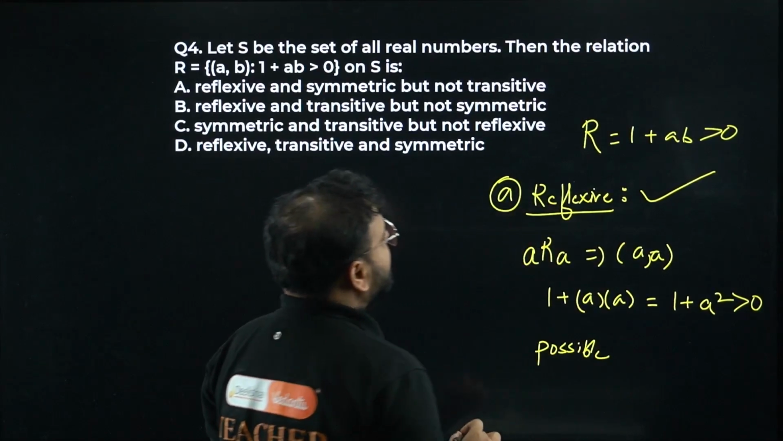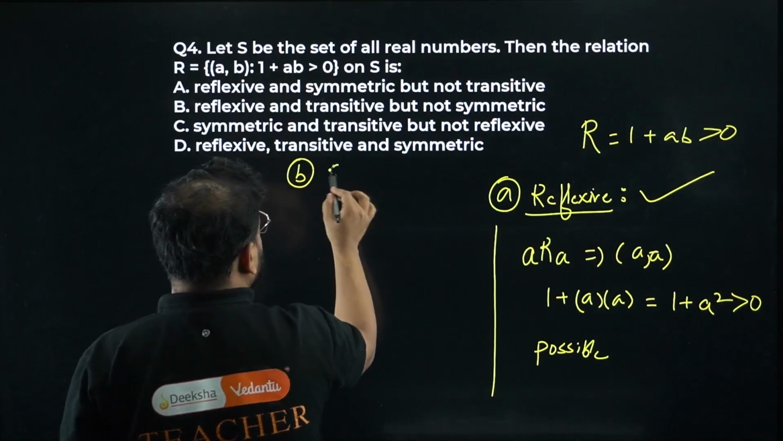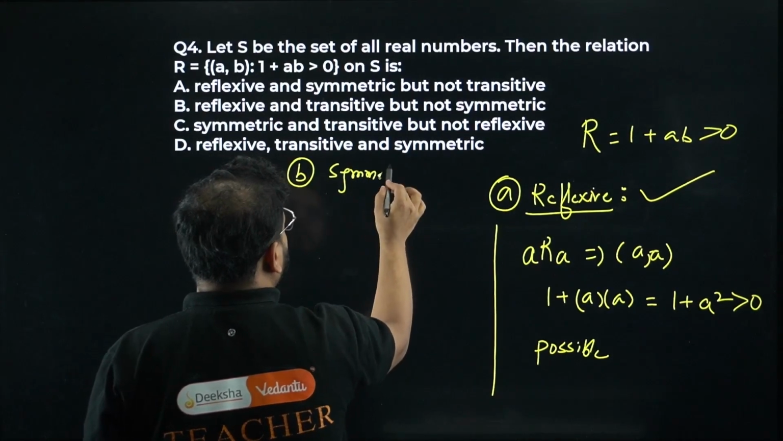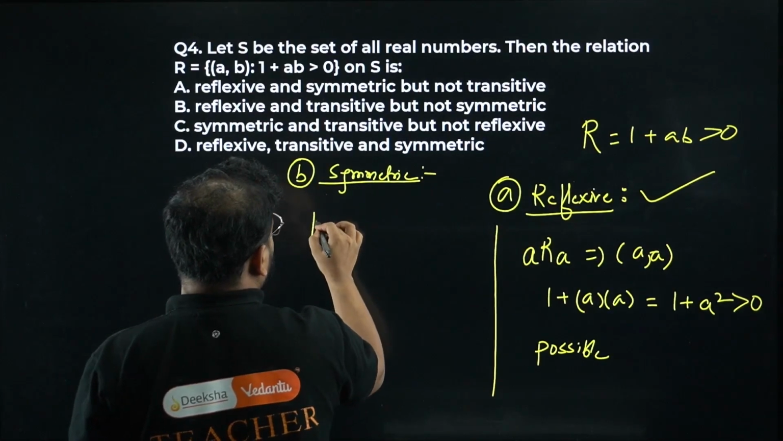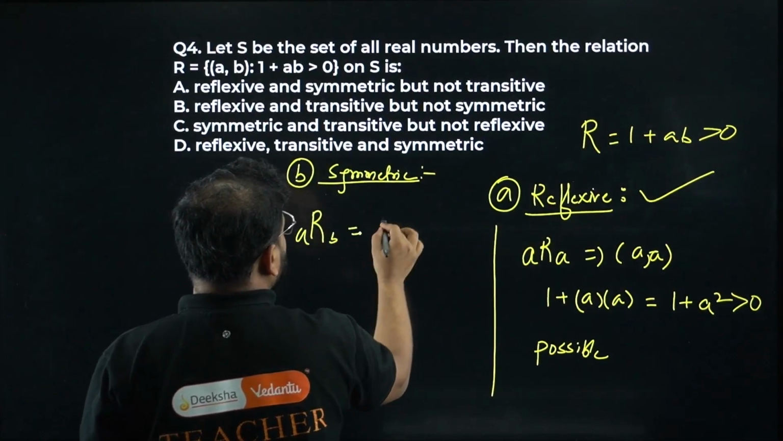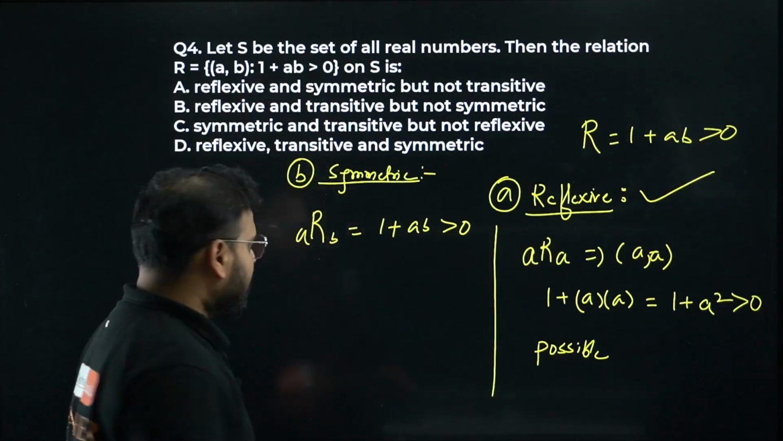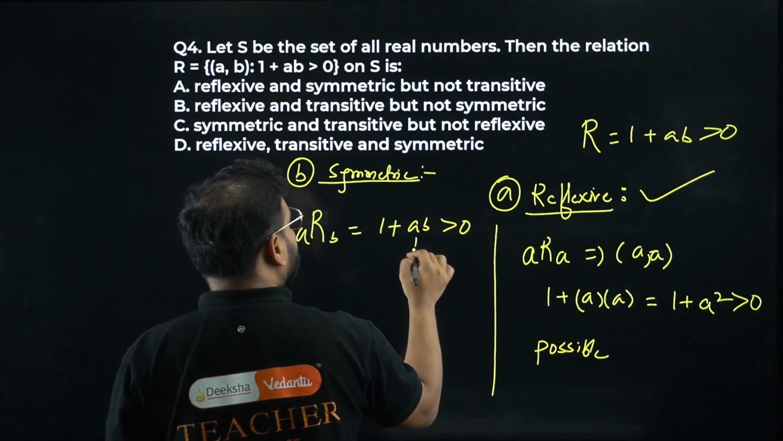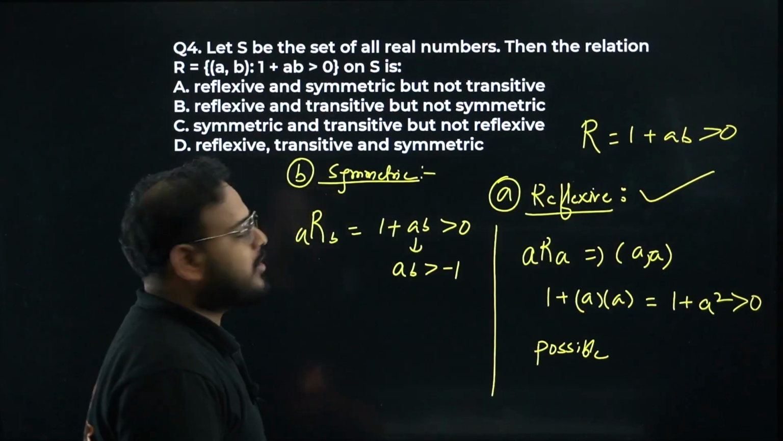Let's check for the others. The second relation is symmetric. For symmetric, you have to take A R B first. A R B means that 1 plus AB is positive. This is the if condition. If that is the case, it means that AB also has to be a number which is more than -1. More than -1, then only it becomes positive, right?